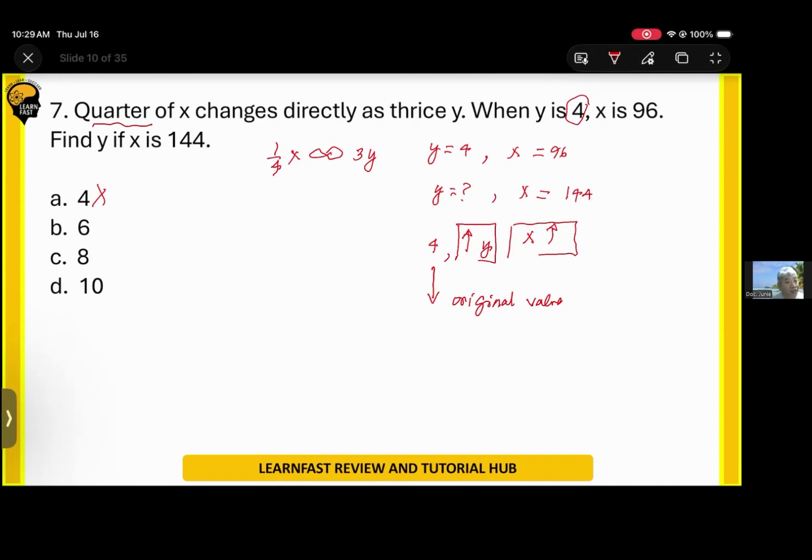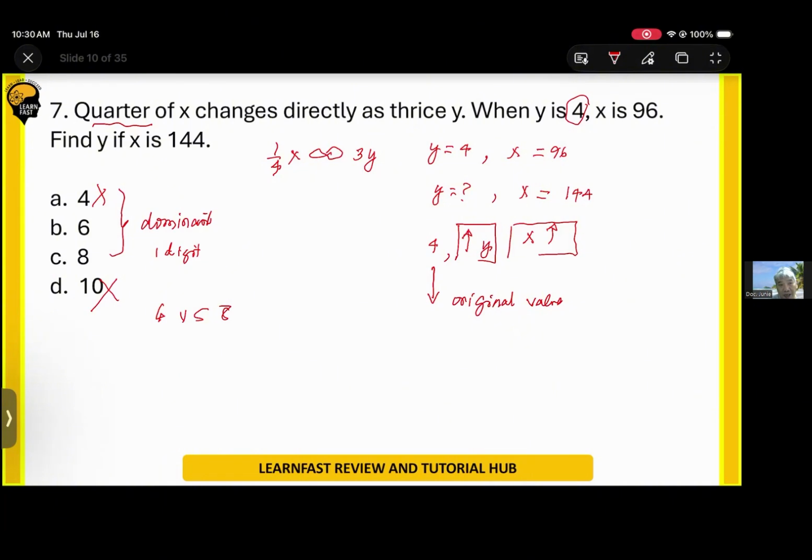Also, 10 would be wrong, right? Because that is going to be too high, and the dominant form of answer should be only 1 digit. So you now choose between 6 versus 8. What do you think is your logical answer? 6 versus 8. If you answer 8, that would be too high already.